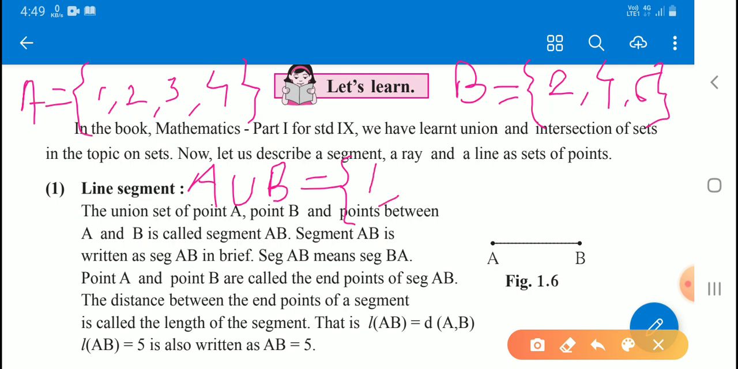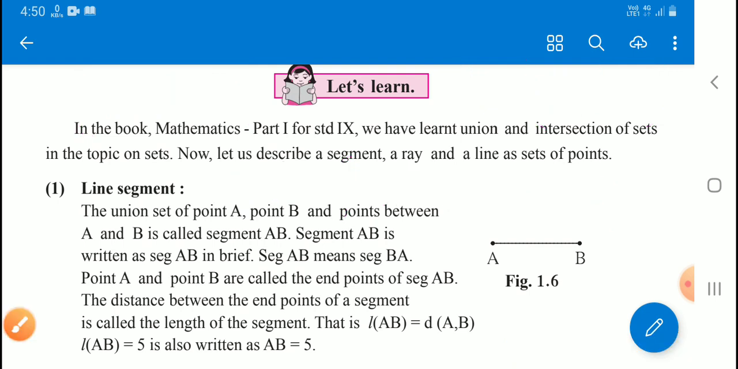Then the union of sets A and B, we write as A union B, is equal to the set {1, 2, 3, 4, 6}. Here 2 is the same, so one time we will write it. Then 3; 4 is the same in both the sets. So 4 and 6. This is your union of sets, meaning here we are writing all the elements from set A as well as from set B.